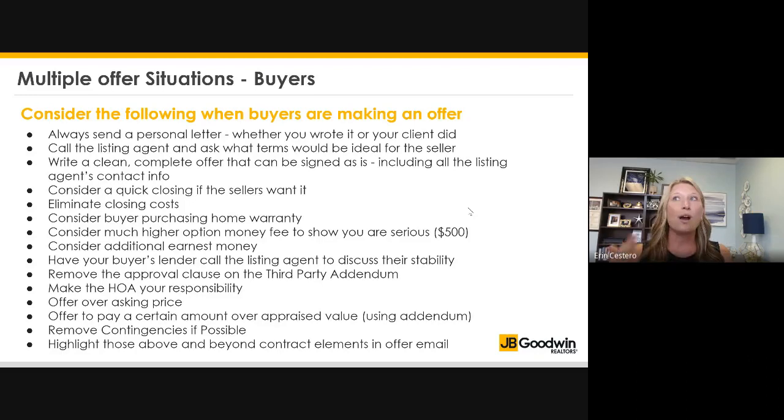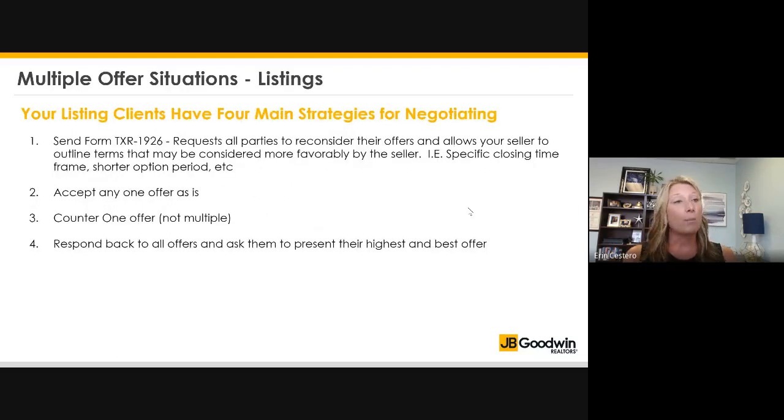For instance, we're drawing up an offer for a buyer. These are some of the strategies we may use to be most appealing to the sellers. And when we're presenting offers to our clients, and Marissa will go through your question, we don't just say, here are the offers, what do you want to do? We give them their options.